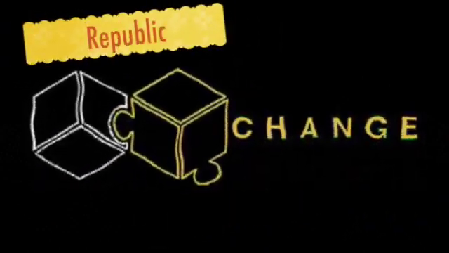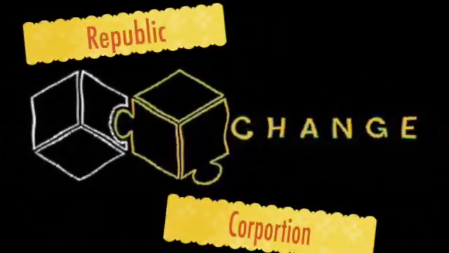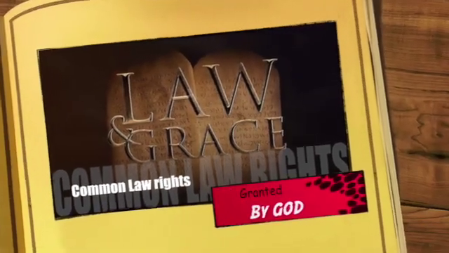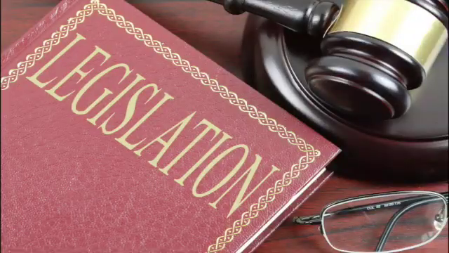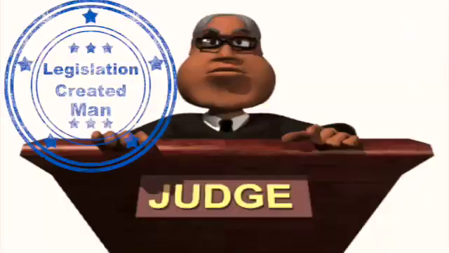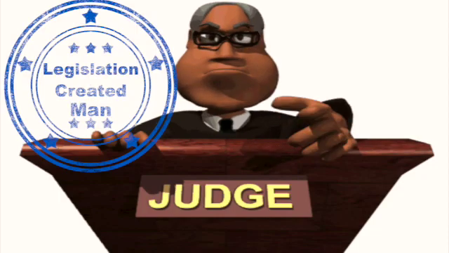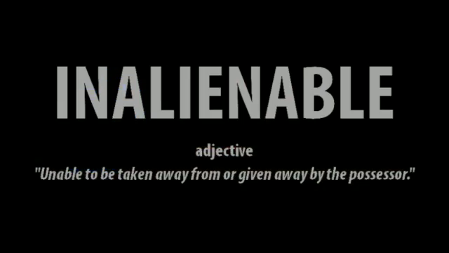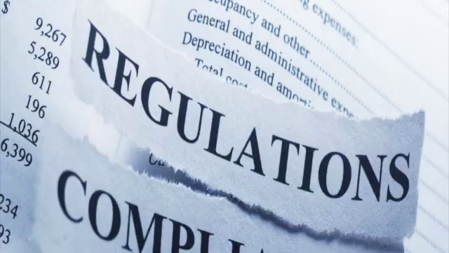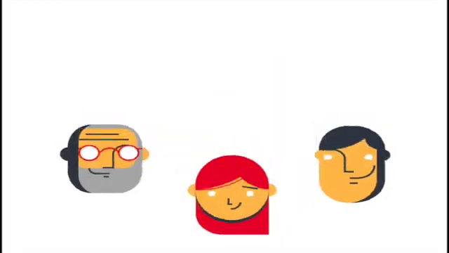So by changing countries from a republic to a corporation, people basically were robbed of their common law rights granted by God, prime creator, and instead they became subject to man's legislation, or should we rather say legislation created by man. Humanity thus lost their inalienable rights guaranteed by God, and instead humanity basically was granted relative rights or privileges by the new corporation. So it's no longer a republic, it's now a corporation.